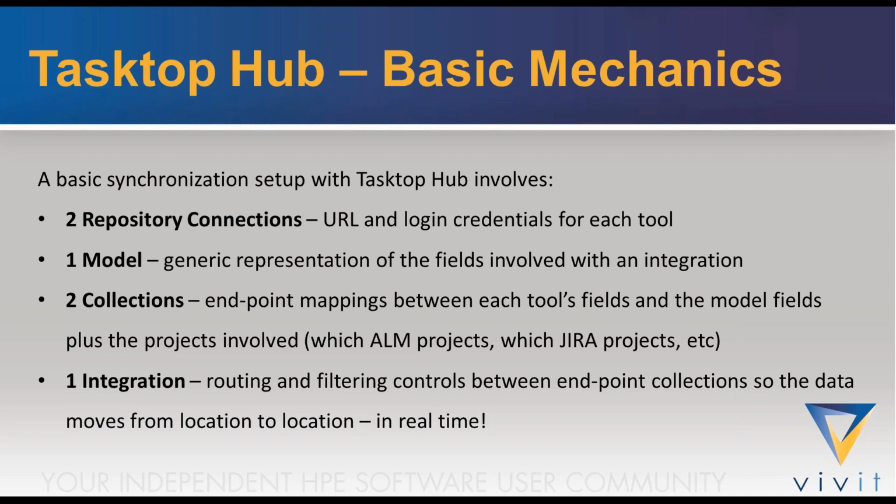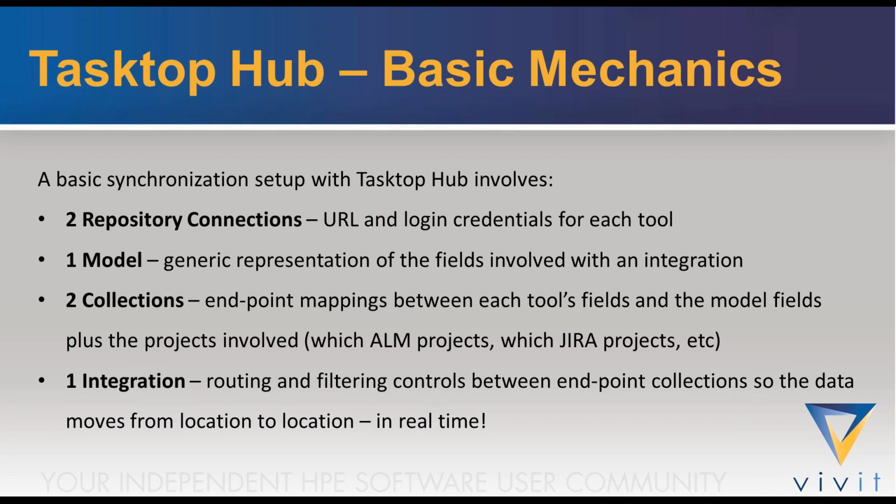And the collections also are where you indicate what ALM projects and what JIRA projects. Maybe you have just one project in each, maybe you've got multiple projects. If you have multiple projects, then when you set up your integration between your ALM and your JIRA, using your collections, which are pointing through your model, and using your repository, then the integration is where you can set up the routing controls. You can say route from this project to this project under these conditions, or based on this field setting, filtering as well.